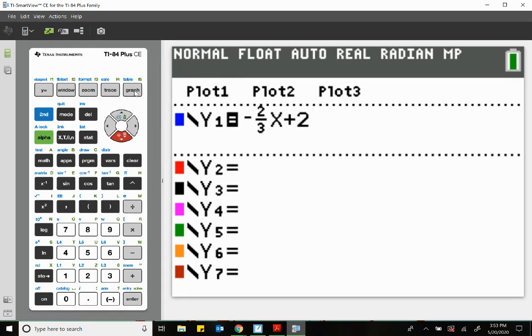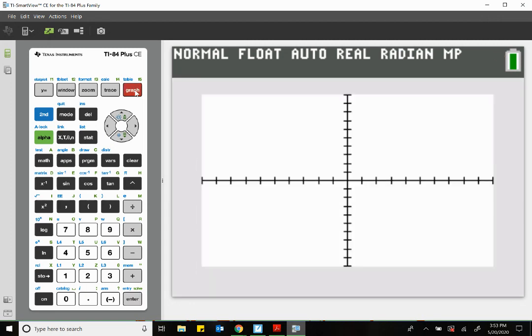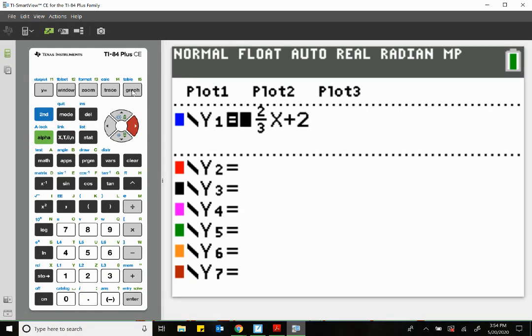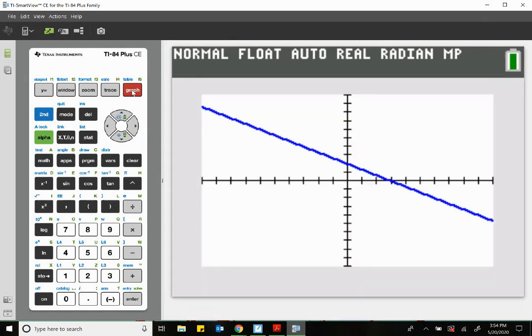Another thing, just giving you some heads up, if you push graph and nothing's happening, go back into your equation and look at the equal sign. There should be a black box around the equal sign. If there isn't a black box, like right here, scroll over to it, hit enter, because you need to make sure that your equation is turned on. Having a black box around the equal sign is a good thing. That means it will actually graph.